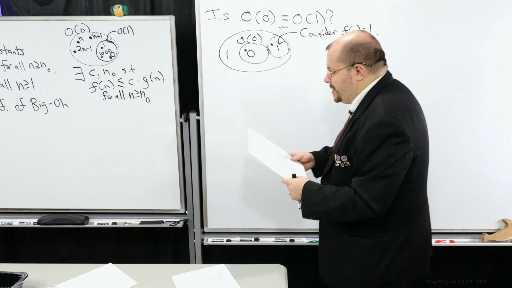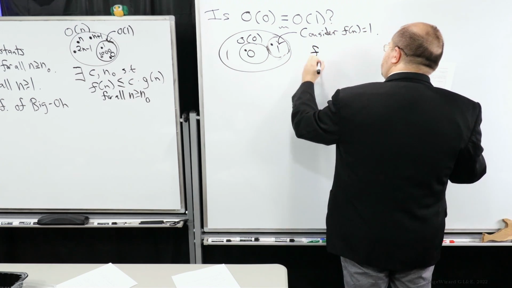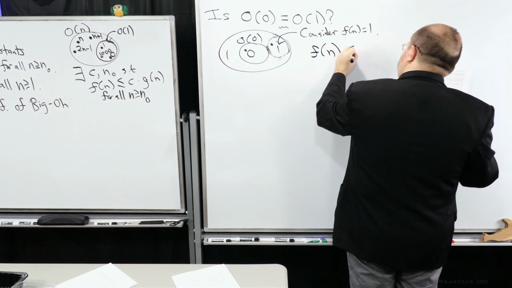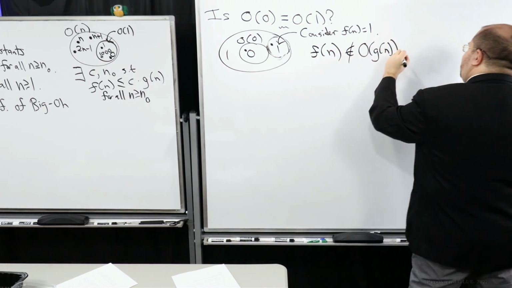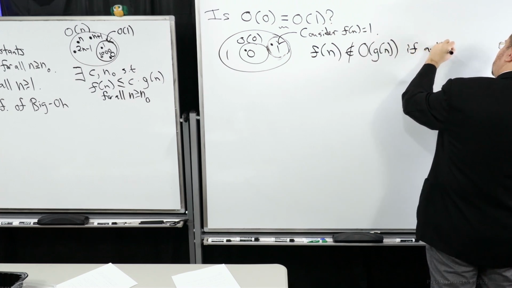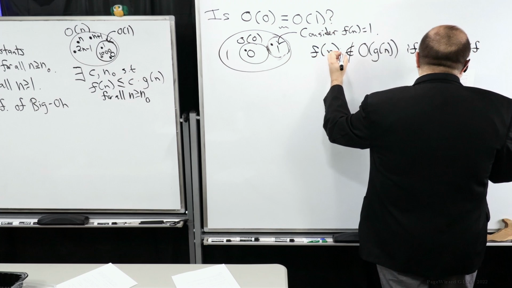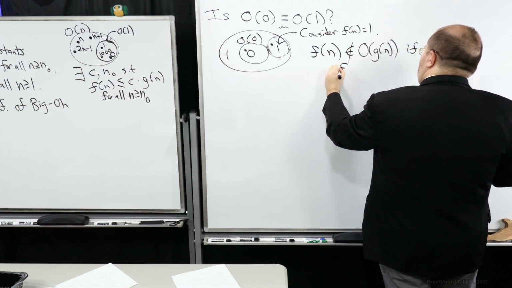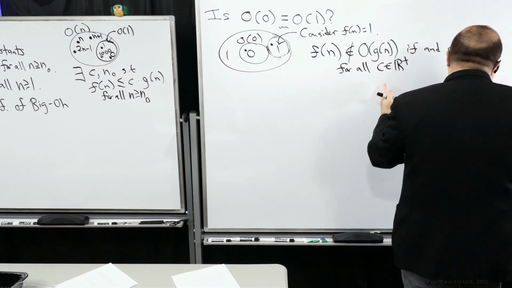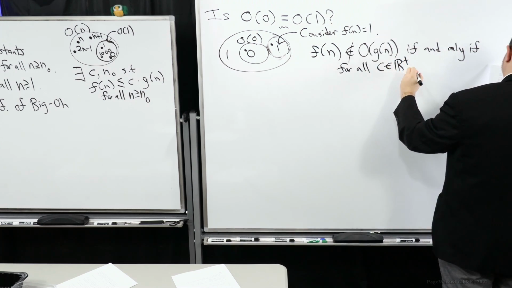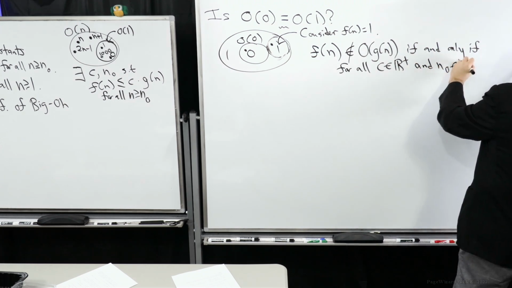So let me phrase this a little bit more carefully for you. f is not big O of g if and only if, for all c, remember it's a positive integer, this stuff doesn't change, these are just what I'm working with, and n0, which is a positive integer.